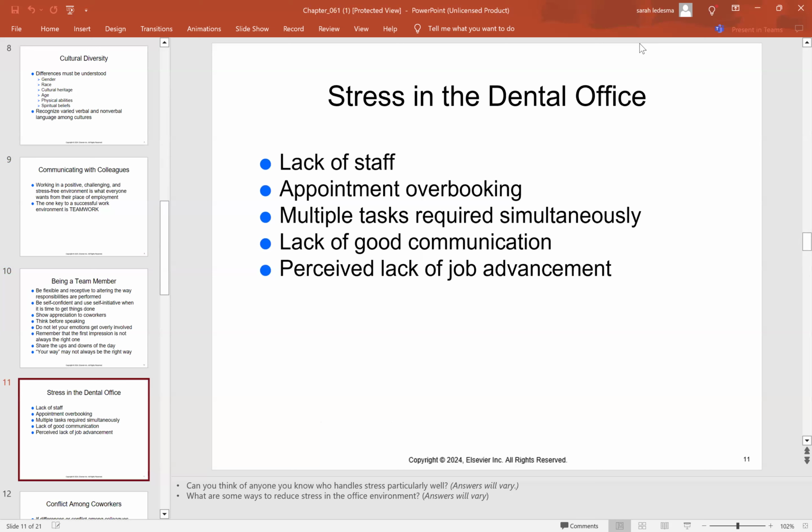Stress can be caused in a few different ways in the dental office, but some of them include lack of staff, overbooking, multiple tasks required simultaneously, lack of communication, and perceived lack of job advancement.